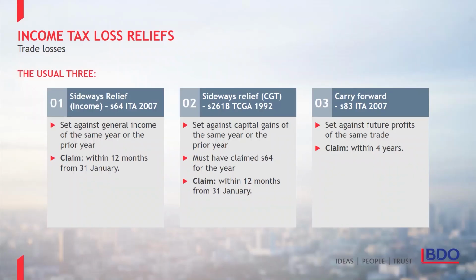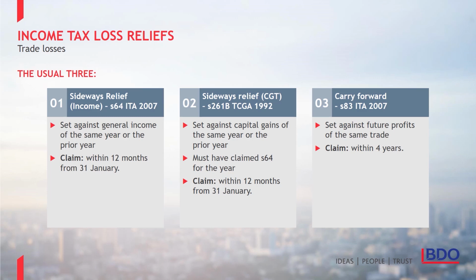We will start with trade loss reliefs, which will be the primary focus of this presentation, although I will speak briefly later about property losses and other losses. I think most practitioners are familiar with the main loss reliefs for continuing trades. These are sideways loss relief under Section 64 of the Income Tax Act 2007, which is an offset against general income in the current tax year or against general income of the previous tax year. It's an all or nothing claim.